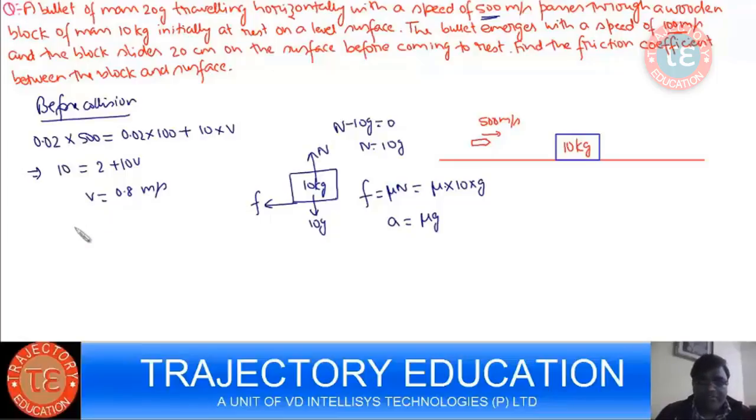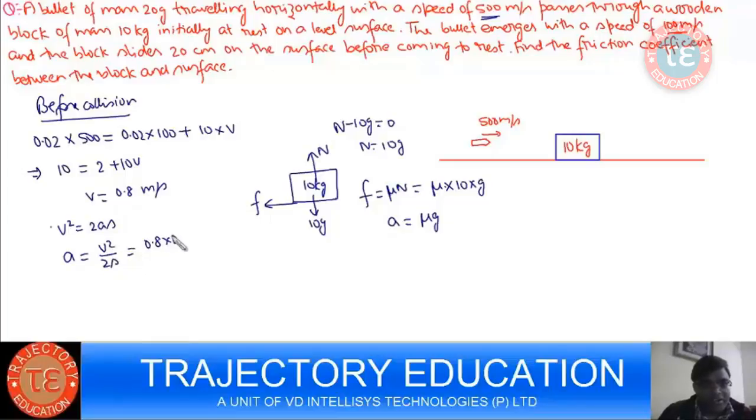That will create a deceleration of mu g, and it comes to rest after traveling 20 centimeter. What does it mean? It means this is your initial velocity, and your final velocity is 0. Final velocity square is initial velocity square minus 2AS, so V square must be equal to 2AS. The deceleration suffered by the block is going to be V square upon 2S.